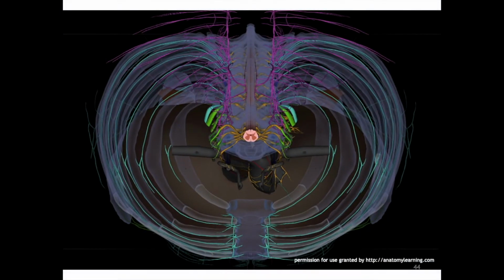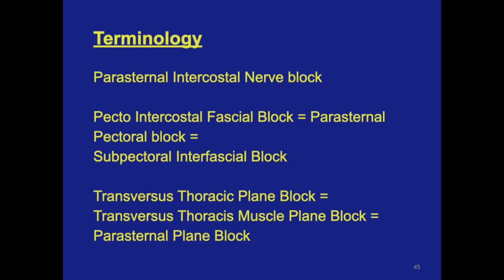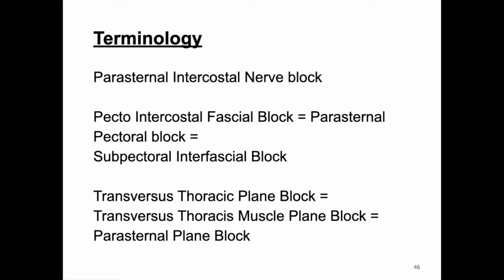Many terms are described in literature for regional anesthesia techniques for sternal pain control. These blocks differ in extension of analgesia, but they all target the anterior branches of the intercostal nerves. The various terms listed up here on the slide all concern anesthetic blocks around the parasternal region. First, the parasternal intercostal nerve block.